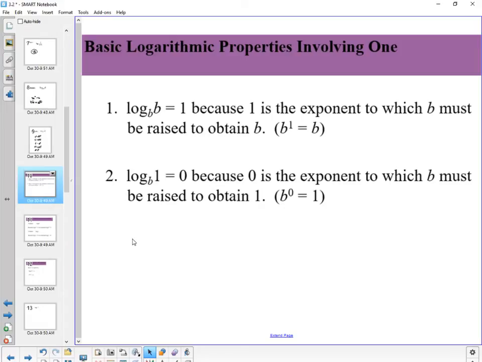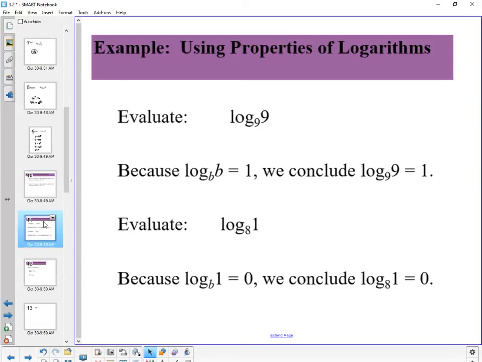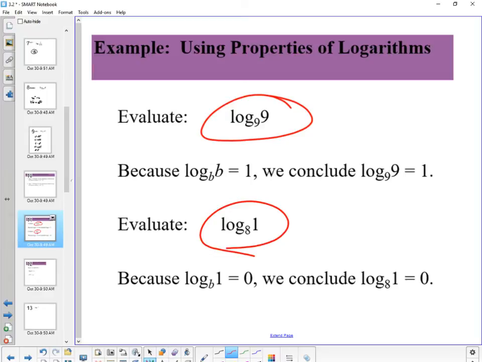Go math. All right, here we go. Check this out. What is log 9 of 9? 1. What's log base 8 of 1? 0. Boom chakalaka. Moving on.